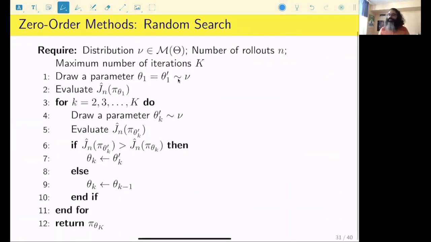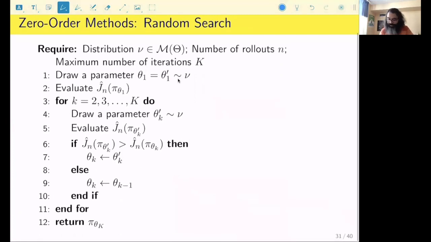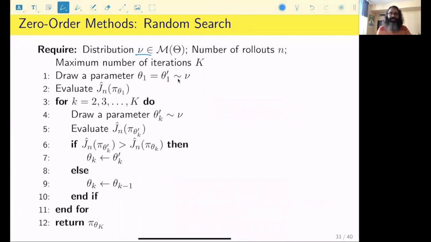So the algorithm would look like this. This is what is basically described. We have a distribution rho which says how we should choose sample parameters in the parameter space. We have a number of rollouts, and we have, say, a maximum number of iterations, which can, of course, go to infinity.